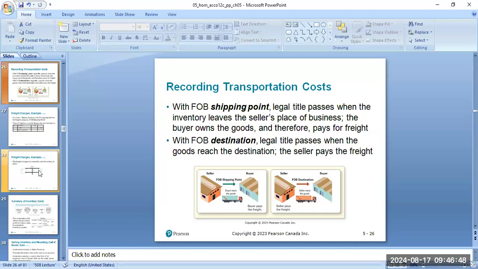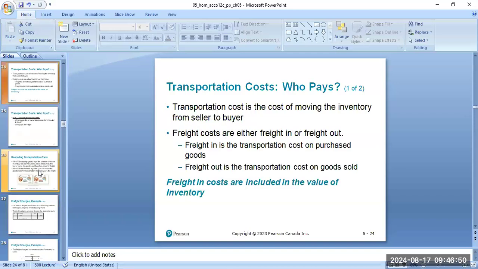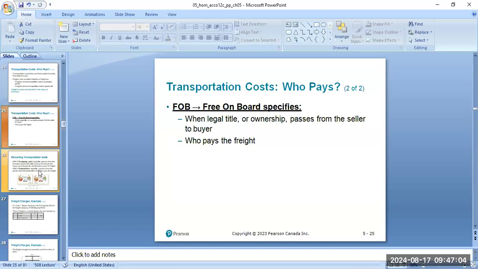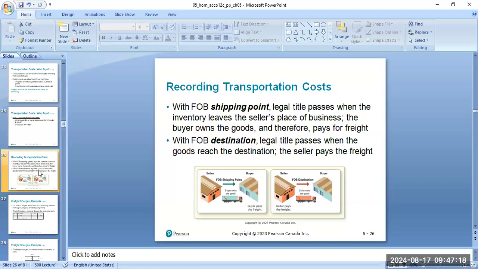Now let's summarize it before it becomes too complicated. First, we have freight in, freight out. It's delivery related to the purchase, and the second one is the delivery related to sales. Then we have the point at which the goods are transferred from the seller to the buyer, which is called free on board. And we have two different free on board situations. First one is free on board shipping point, and the second one is free on board destination.